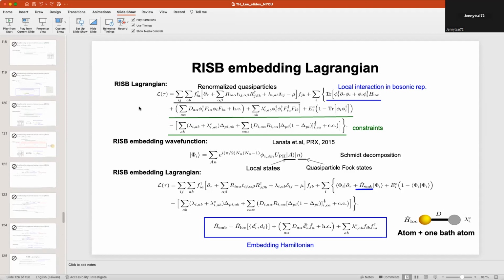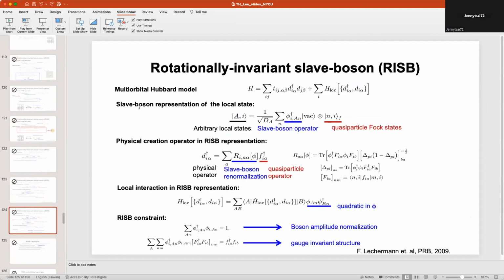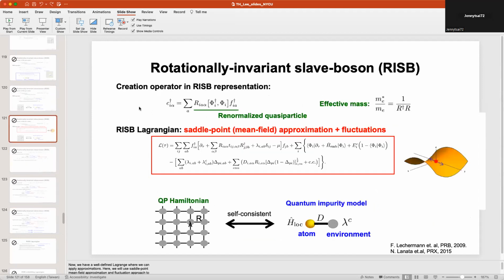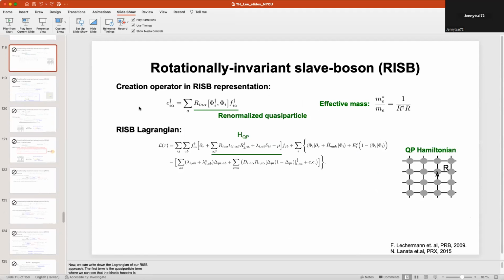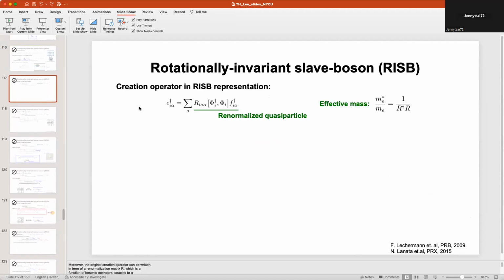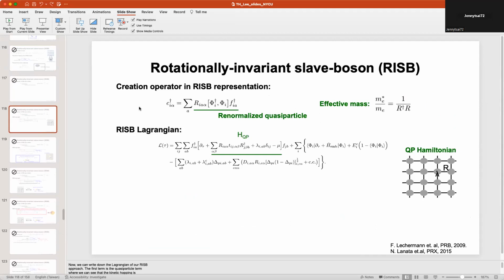So it's quite a complicated theory. Then you solve the saddle point equation. We solve this consistently.